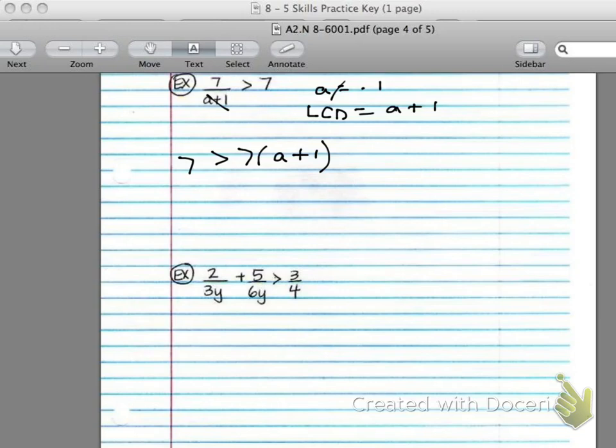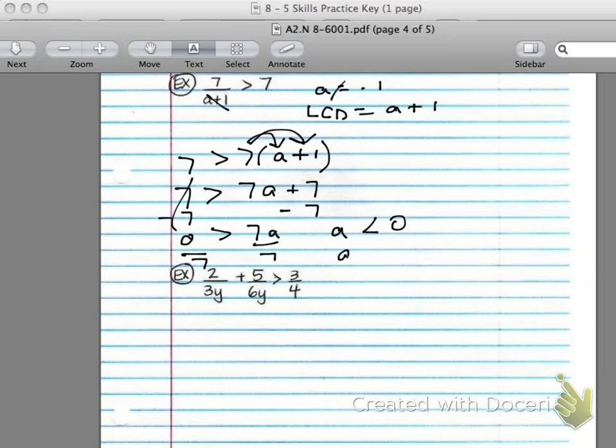Moving on. All right. So then I go ahead and distribute there. I have 7 is greater than 7a plus 7. Now what? So solve for a. Subtract 7 from both sides. That cancels, leaving me with 0 is greater than 7a. Divide both sides by 7. So a is less than 0. And actually, a is equal to 0, right? No, we didn't change that.